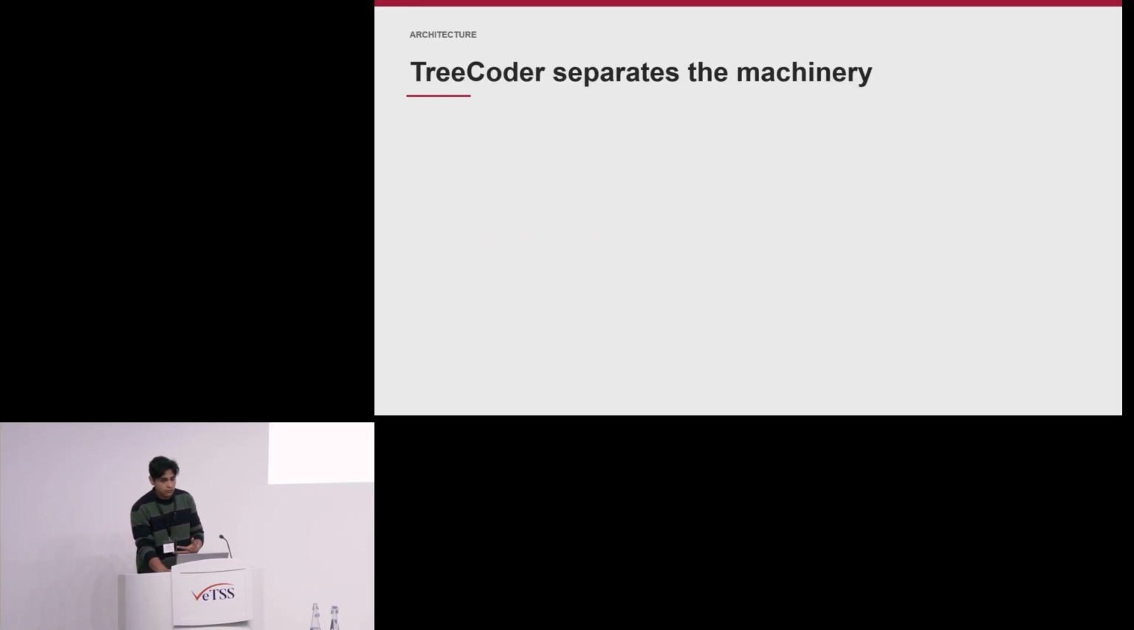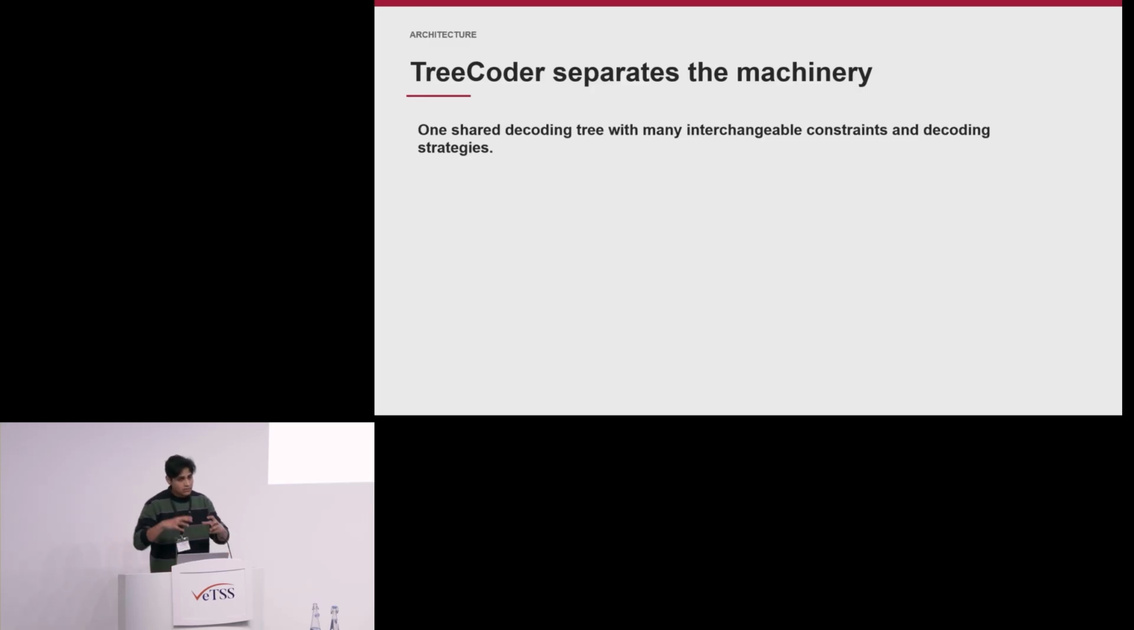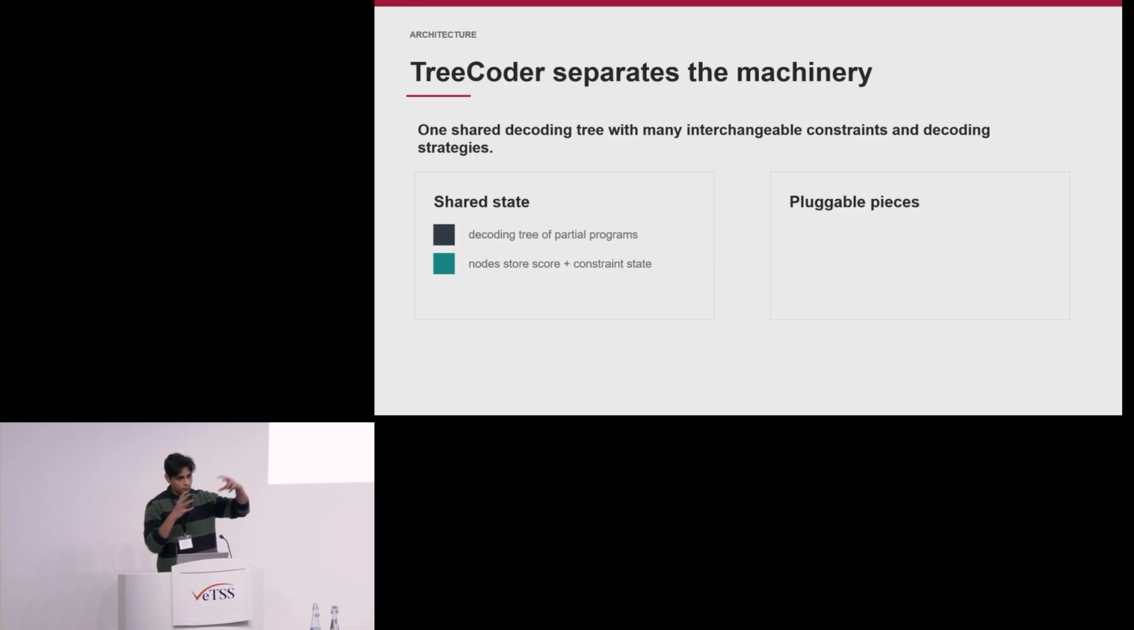So how does it do it? Like a good abstraction, it separates the machinery. It separates various components into one shared decoding tree. It's a tree where every state stores the partial completions that we have seen till now, with nodes representing what we have seen so far. We also store the constraint state, so how far we are on the path of satisfying constraints if possible, and we also store whether the nodes are active, terminal, what you want to expand, etc.